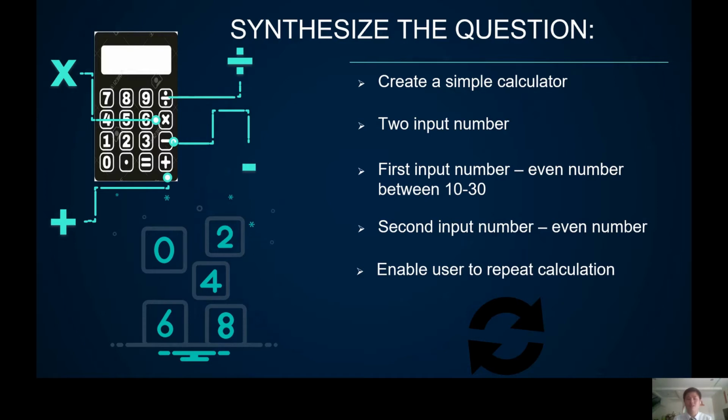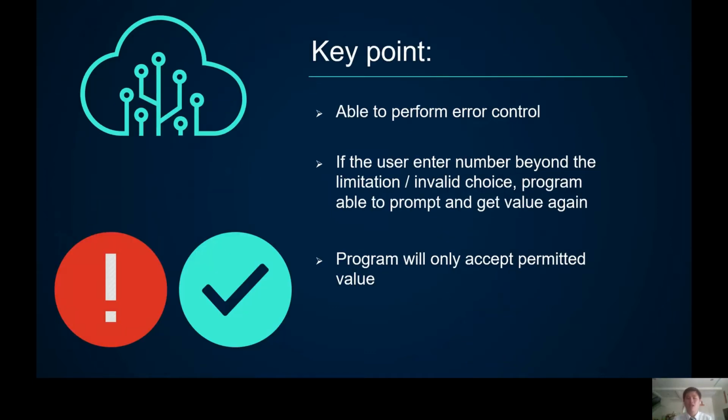Lastly, the program must enable the user to repeat calculation without restarting the application. The key point of the question is that the program must be able to perform error control. This means that if the user enters a wrong number or invalid choice, such as an odd number, symbol, or character as the first or second input value, the program is able to prompt and get the value for the first and second input value again. With this, the program will only continue the calculation process with accepted permitted values.